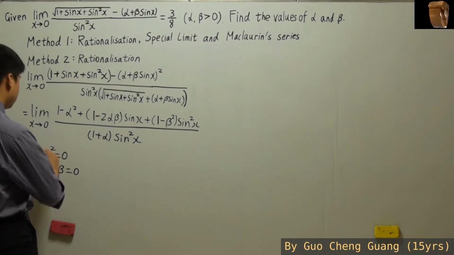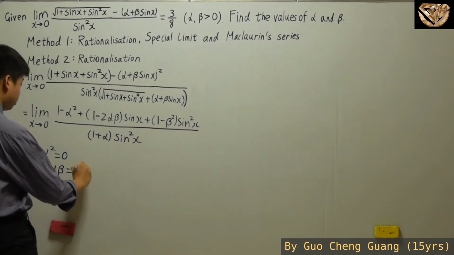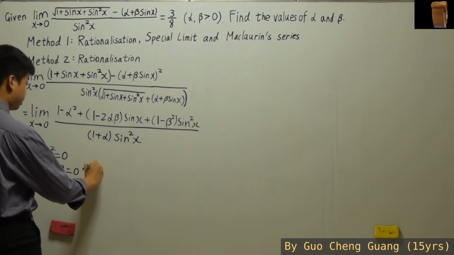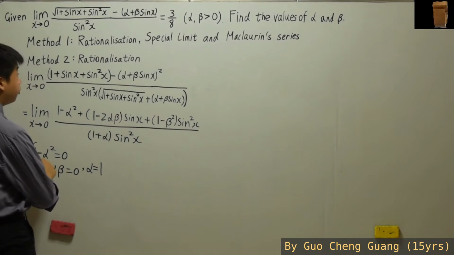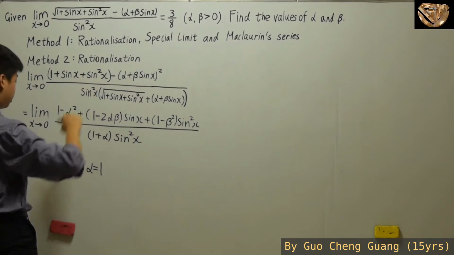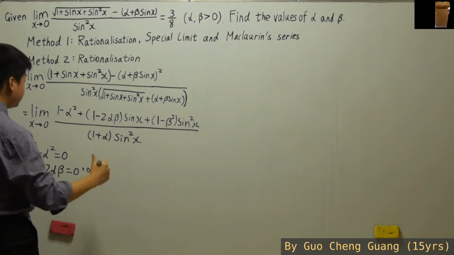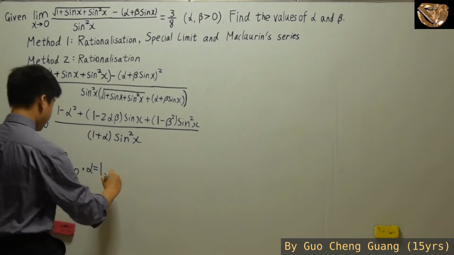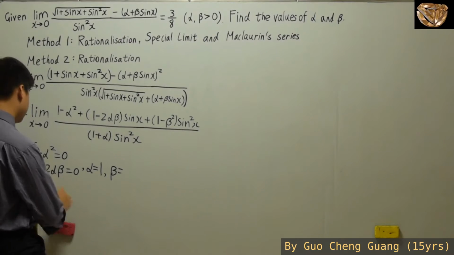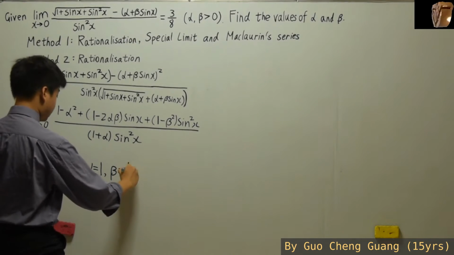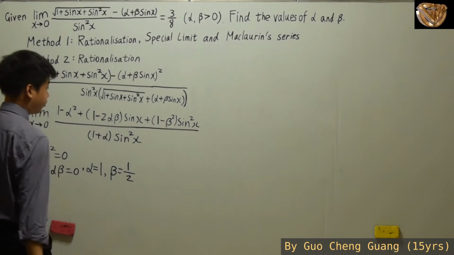Okay, so from these two, you can then determine what your alpha is, which is 1, since alpha has to be greater than 0. So negative 1 is rejected. And next, you find your beta, where you just substitute alpha into the second part to get beta is equal to half.